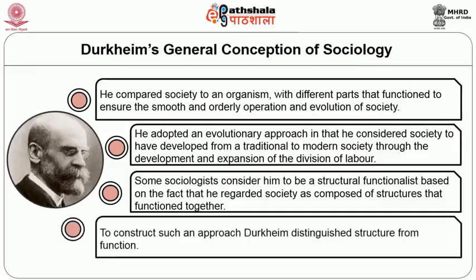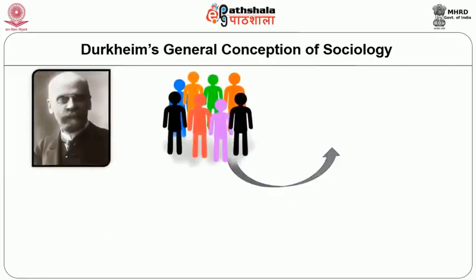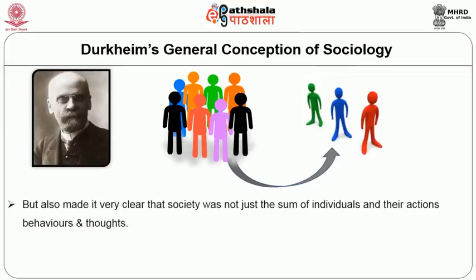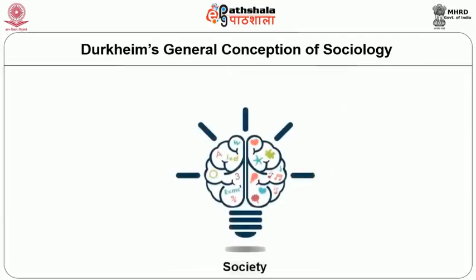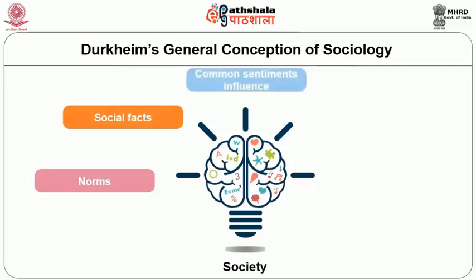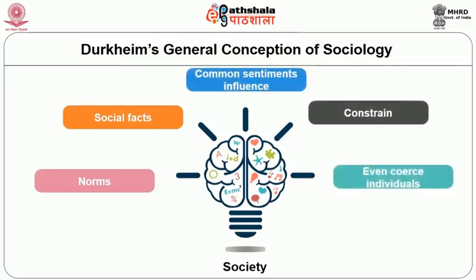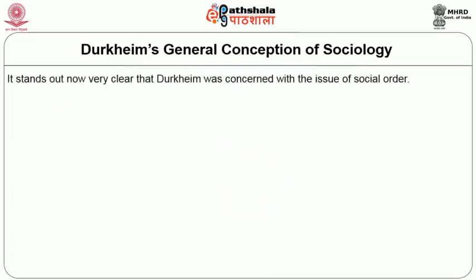To construct such an approach, Durkheim distinguished structure from function. He considered society to be composed of individuals, but also made it very clear that society was not just the sum of individuals in their actions, behaviors, and thoughts, but instead, society has a structure and existence of its own, apart from the individuals who live in it. Moreover, he posited that society, through norms, social facts, and common sentiment, influences, constrains, and even coerces individuals who live in it.